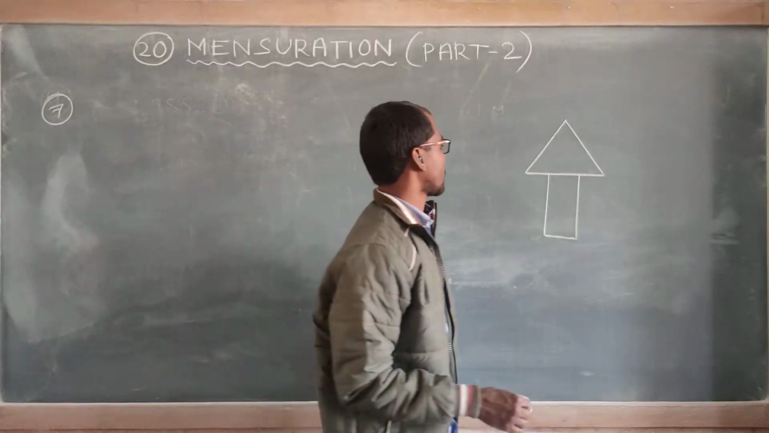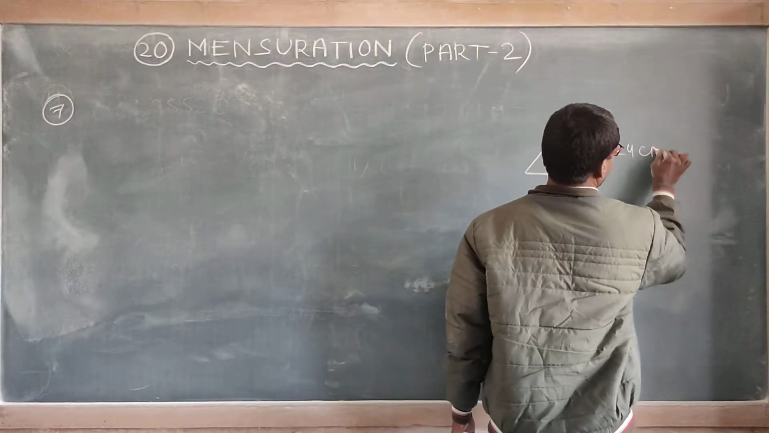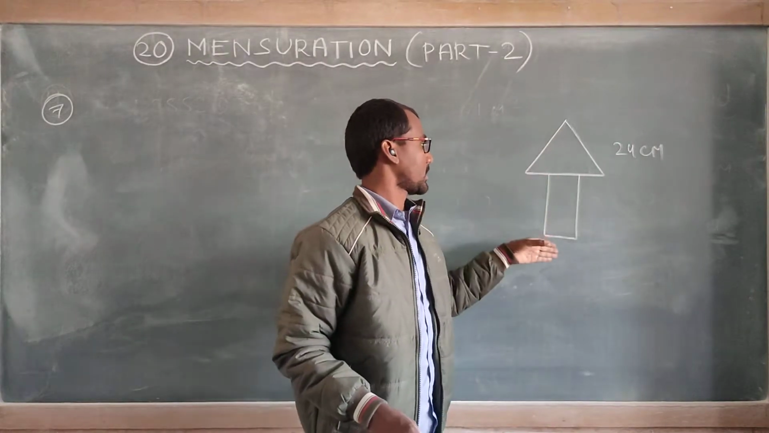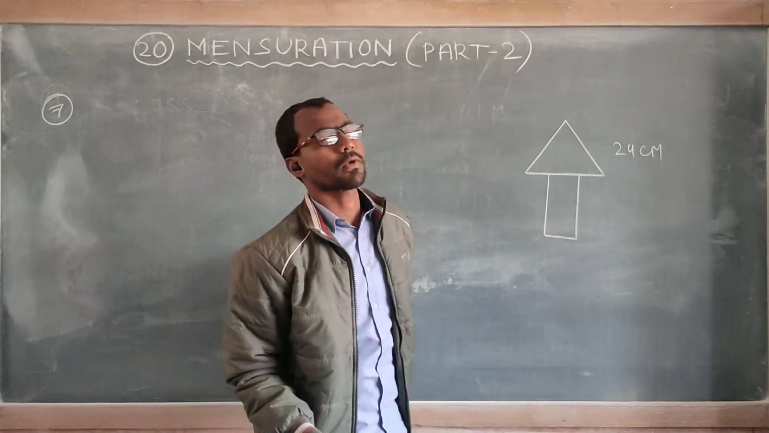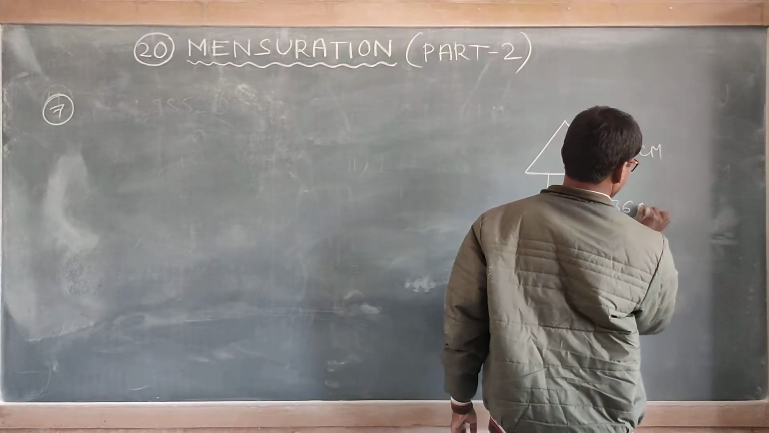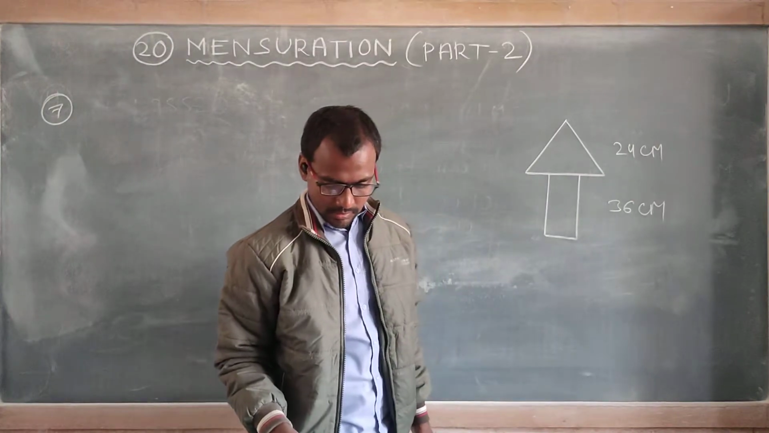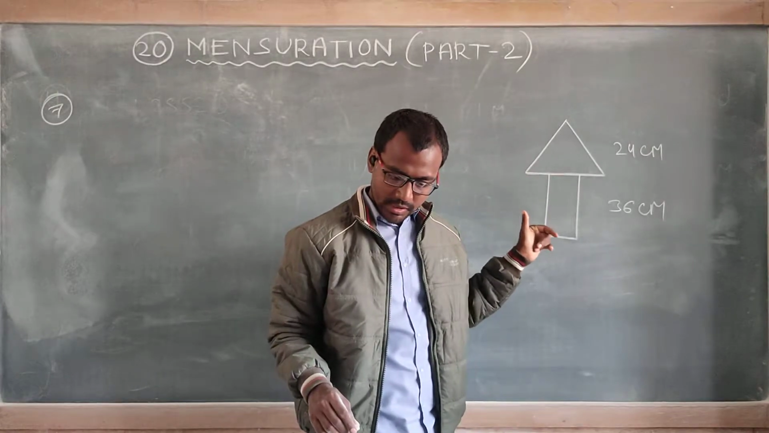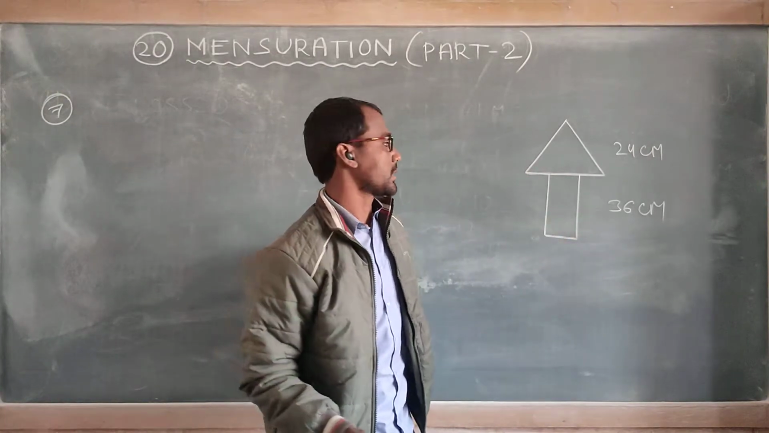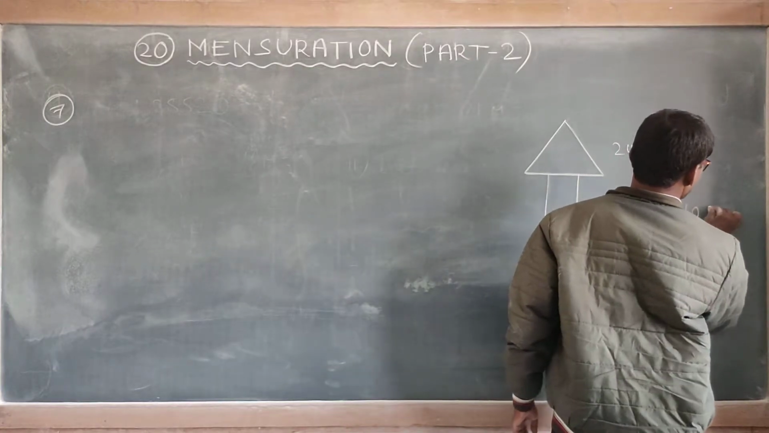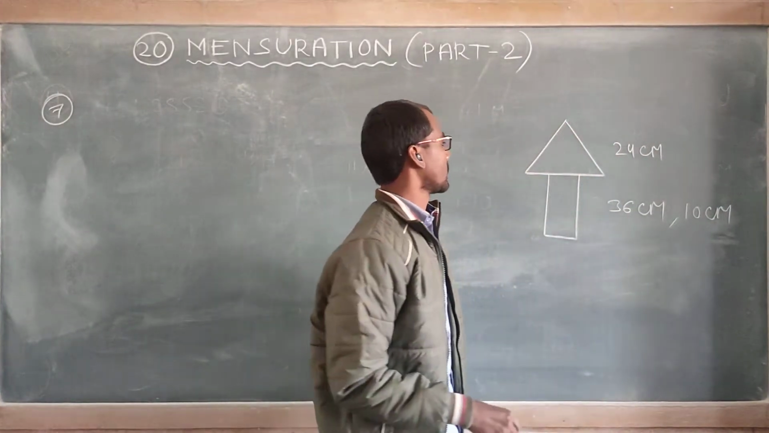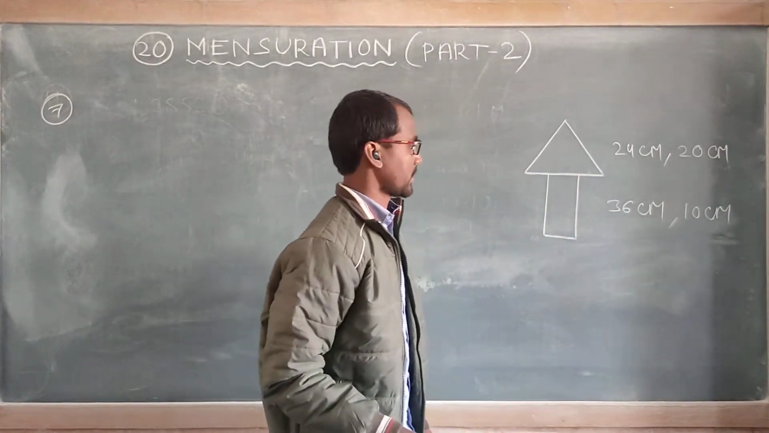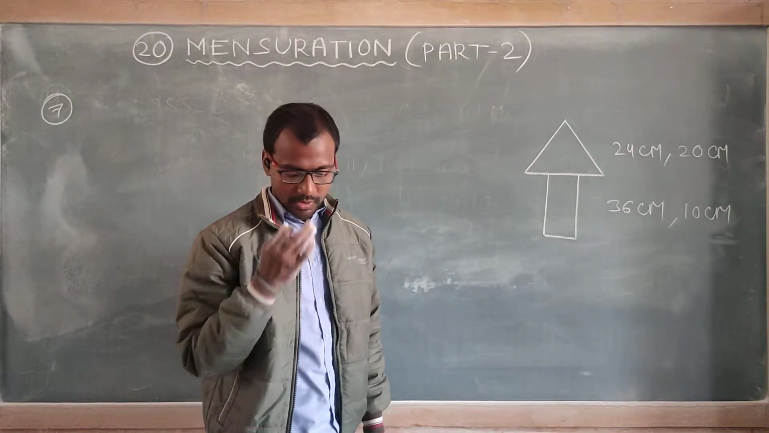Height of the cone is 24 cm. Then the total height of the toy is 60 cm. Total is 60, this is 24, so this will be 60 minus 24, which is 36. Then the radius of the cone is twice the radius of the cylinder, and the radius of the cylinder is 10 cm. Radius of the cone is double, means 20 cm. Find the total surface area of the toy.